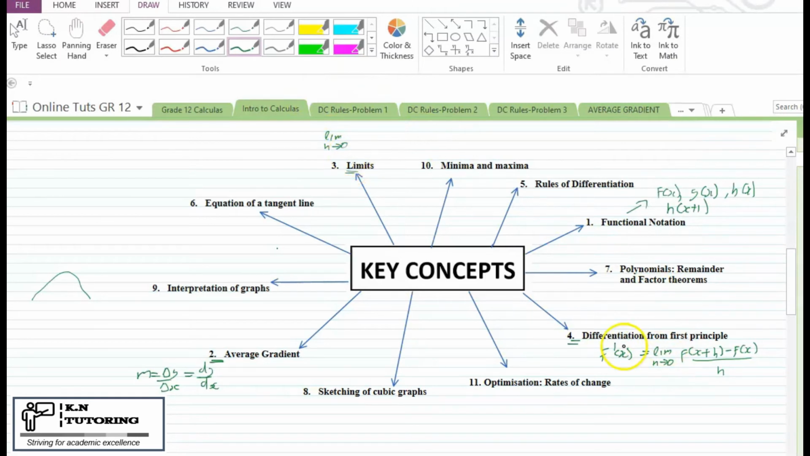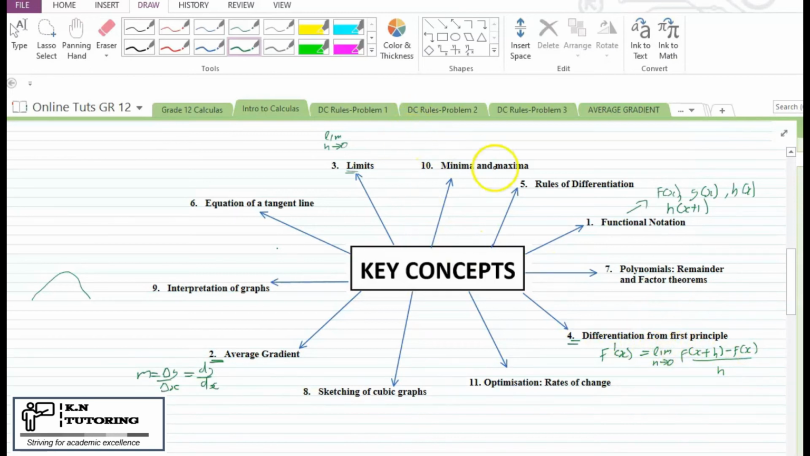So you will see that the concept of limits that we're going to cover in the third key concept is appearing again here. Also, your first concept of functional notation, where we look at your change. Here we had x plus 1, here we've got x plus h. It's basically the same thing. So we will look at how these two concepts, functional notation and limits, are used to develop this equation of first principles.